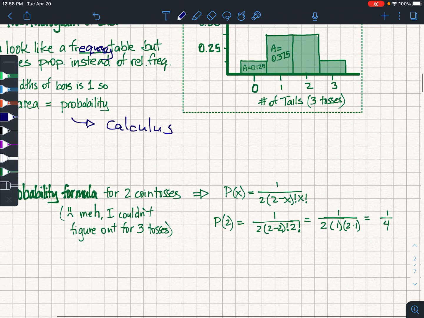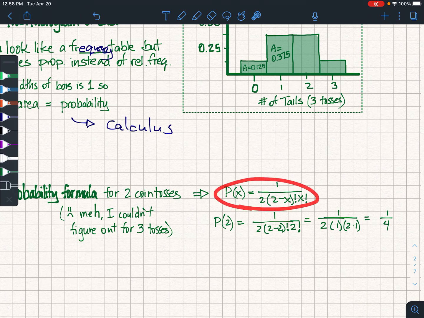Some bad news. When I started out writing these notes, I did it for 3 coin tosses because I wanted to be different than what the textbook was doing. And then I came to this section and I couldn't figure out how to do a probability formula for 3 coin tosses. I did a little research. I couldn't come up with it. So for now, this probability formula, which generates this, only works for 2 coin tosses. Somehow I have to change this. And I tried monkeying around with it, but I couldn't figure it out.